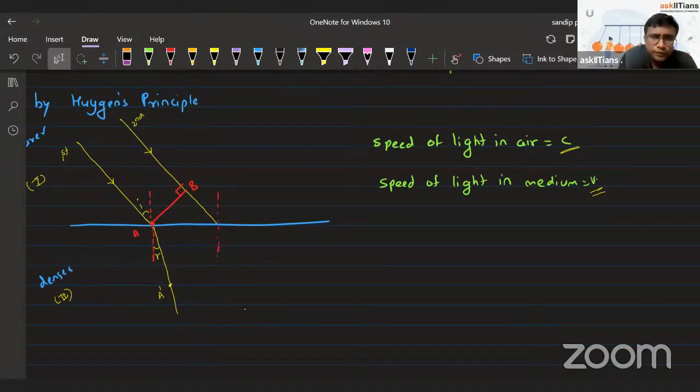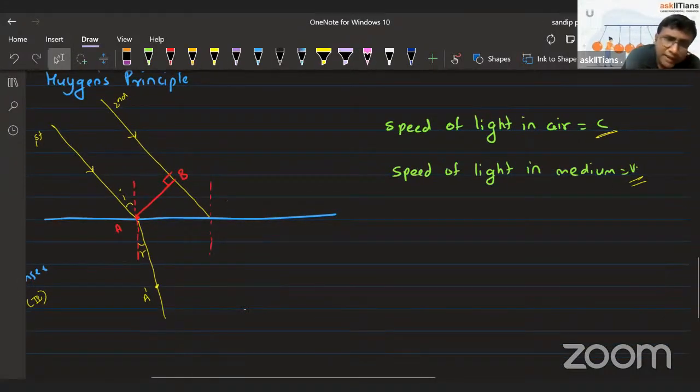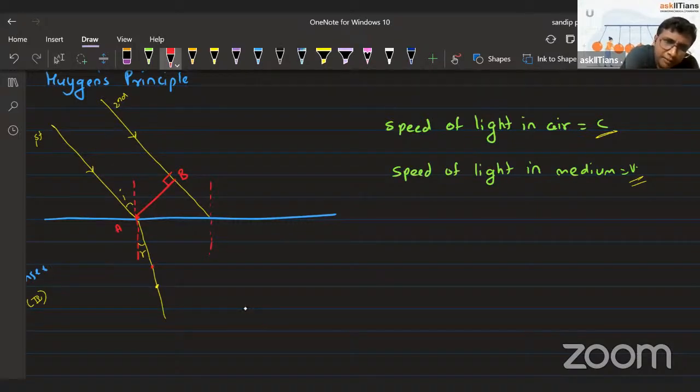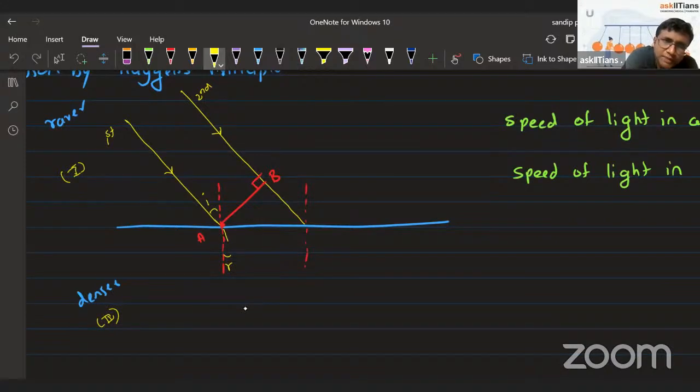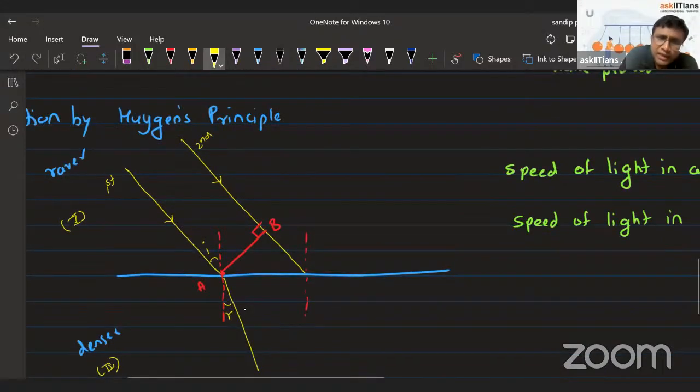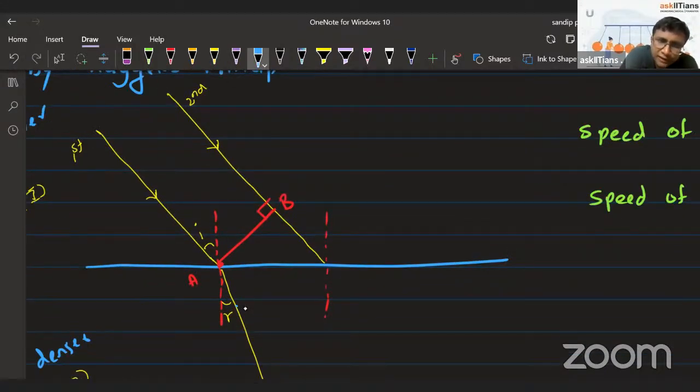So what I can say, regarding the distance covered, let me call this point A dash, because B is going to travel more distance. The second ray is going to travel more distance because it has the higher velocity. Let me show the A dash somewhere here. This is A dash. This one is B dash. If you join this, the wavefront will look like this now.